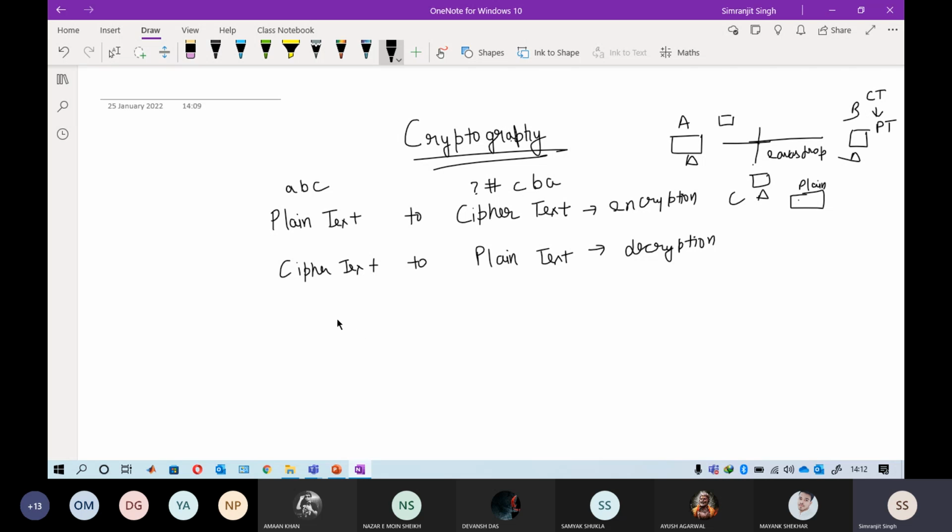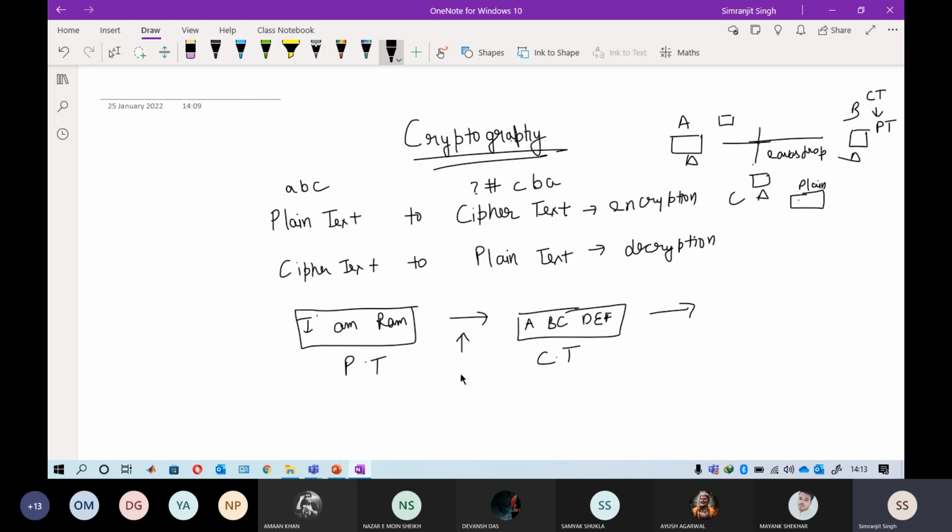So I can easily give you an example of some plain text. Suppose I am Ram. This is plain text, but you're changing this to an unreadable form. Suppose I'm changing this to A, B, C, D, E, F, and I'm transferring it to any other person. So this is referred to as ciphertext. There may be a key present in order to convert the ciphertext to plain text. So there will always be a key. You are changing this to ciphertext, but you have to know that there is a key that can change any plain text into ciphertext.